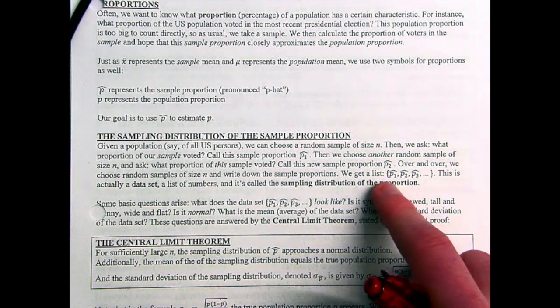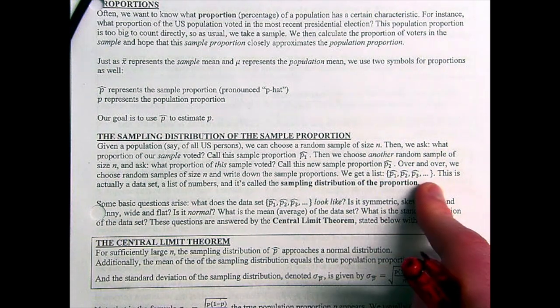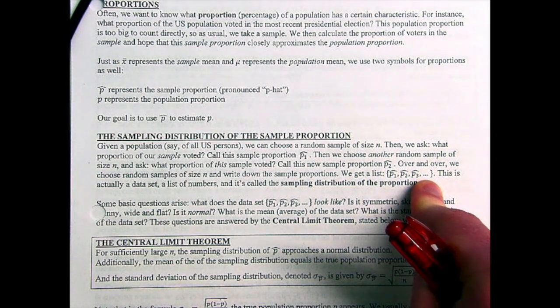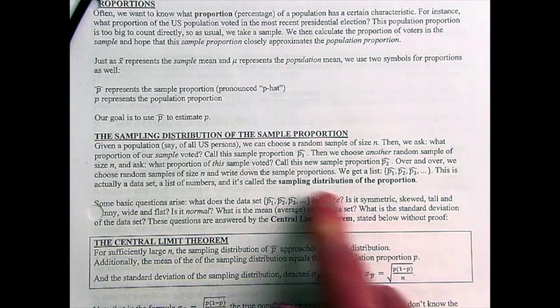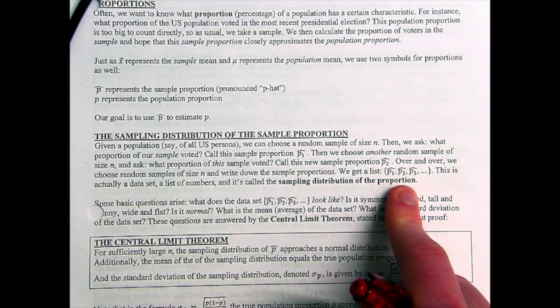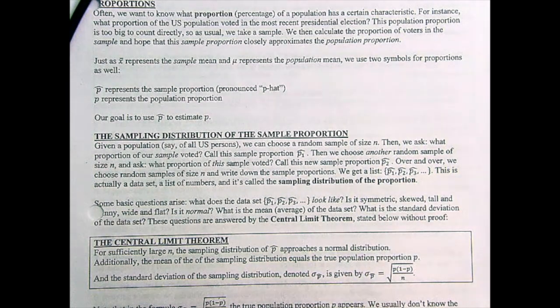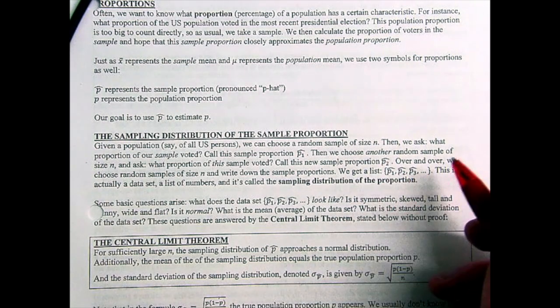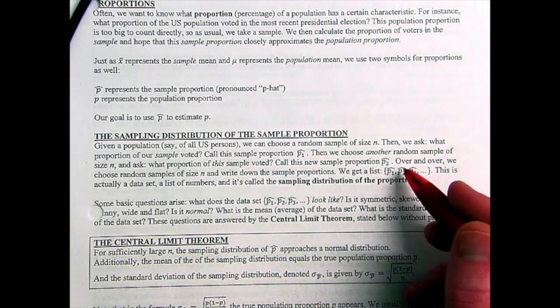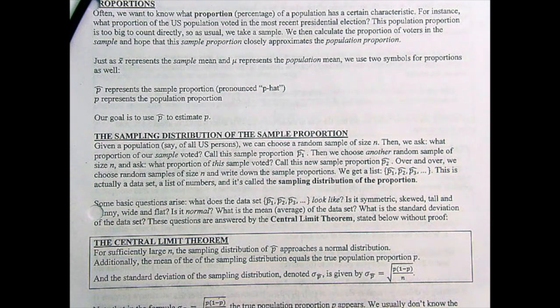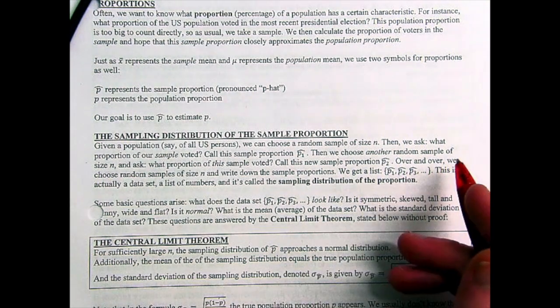Now, because it's a big, long list of numbers, it is itself a data set. It's a data set, and it has a name. It's called the sampling distribution of the proportion. So this object that you get by repeatedly taking samples and computing the sample proportion over and over again, that's called the sampling distribution of the proportion. Now, because this is a data set, there are some basic questions that we might be interested in, like, what does this data set look like?